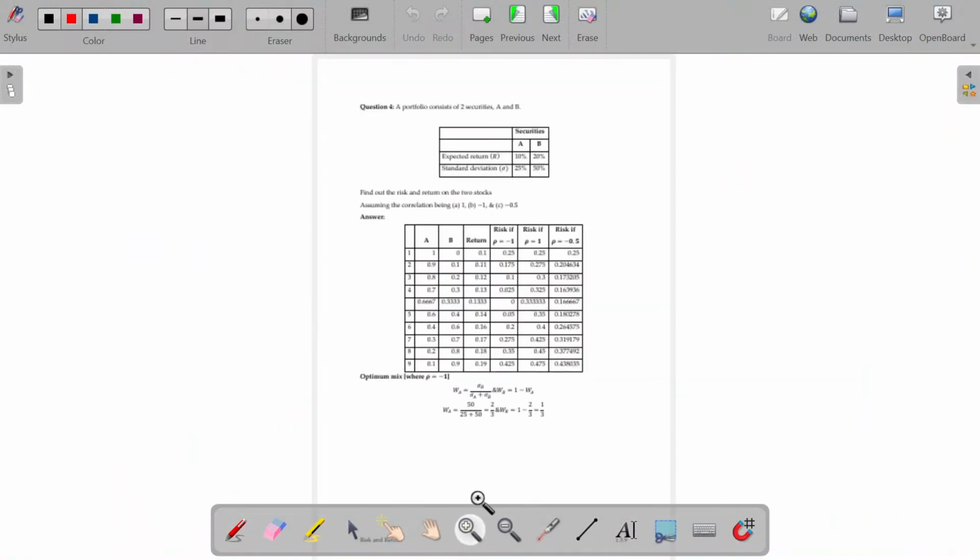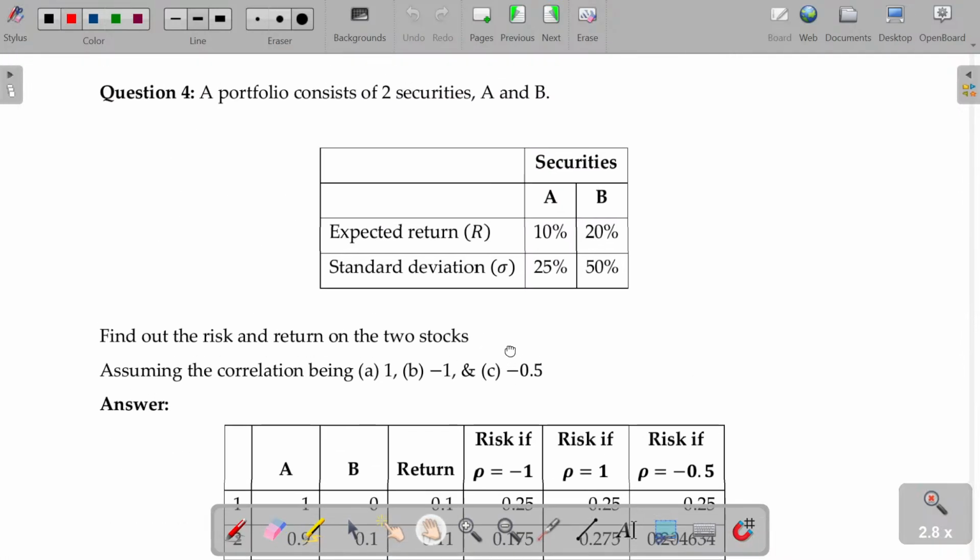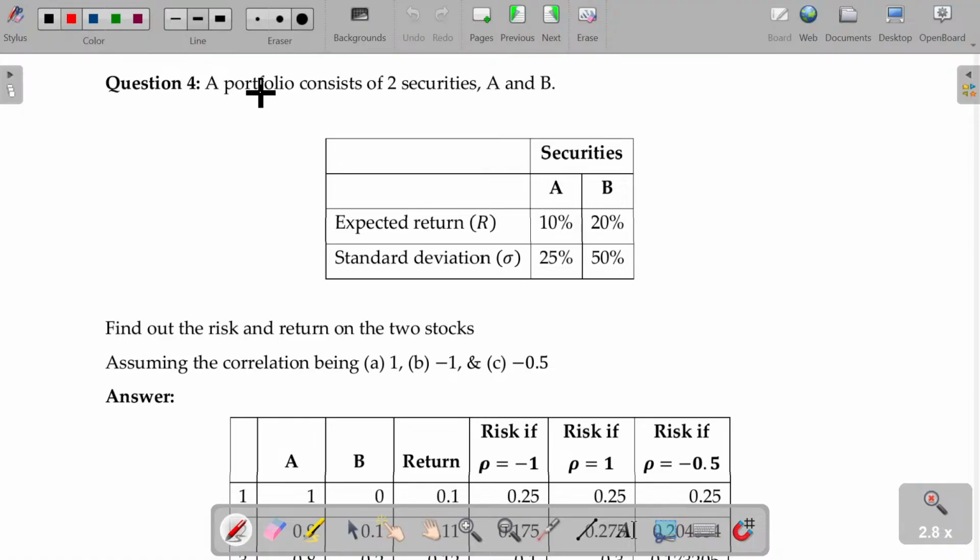See, this is one of the interesting illustrations for additional learning. Portfolio consisted of two securities, A and B. Expected return of A and B and standard deviations are also given. Find out the risk and return on the two stocks if the correlation is either 1 or -1 or -0.5. These are the three scenarios.